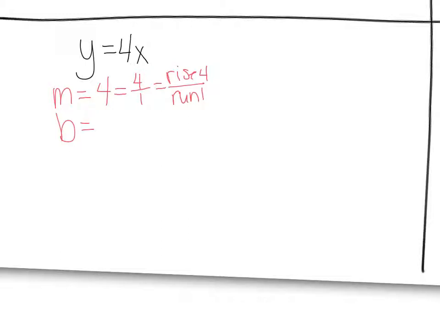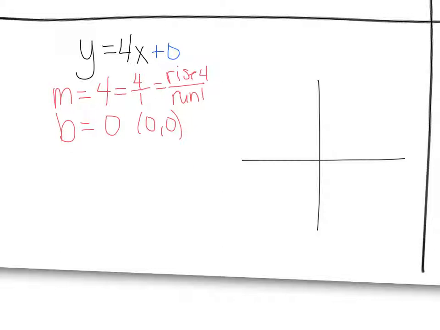Now my y-intercept is the number that I'm adding to the end. I don't see a number added to the end, so the only thing that I can add to the end that wouldn't change the equation would be a 0. So my y-intercept is actually going to be 0, or 0, 0, which is at the origin. So to plot this point, my y-intercept just starts at my origin. From my y-intercept, my slope tells me to rise 4, run 1. Plot my second point, connect them together, and you have your line.